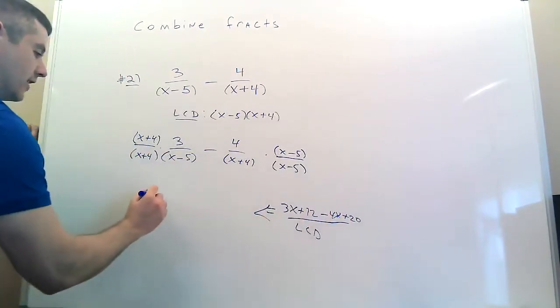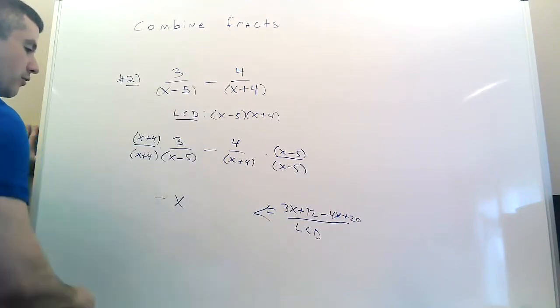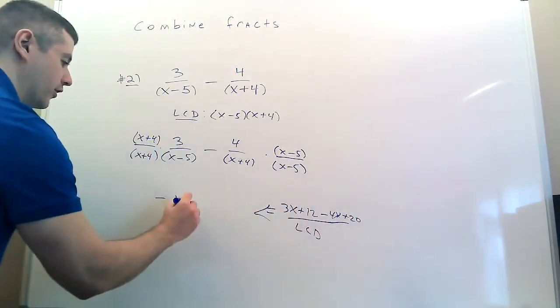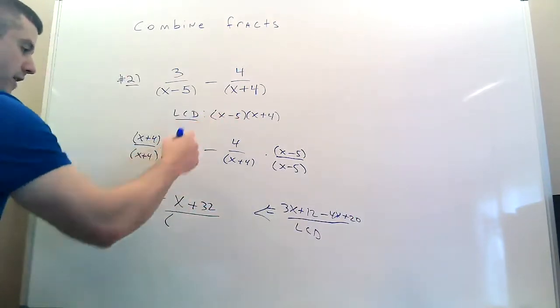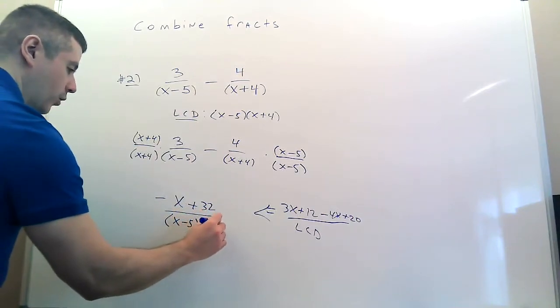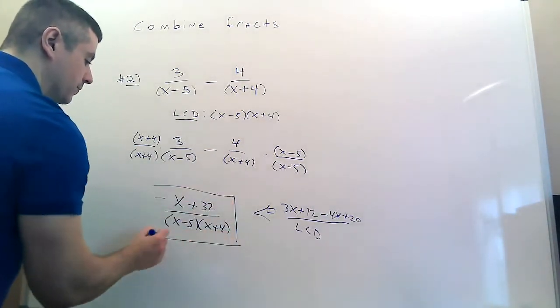3x take away 4x is negative 1x. If you don't like that 1 there, don't put it there. Just write negative x. Positive 12 plus 20 is 32. And then what was the bottom? Well, actually, I'll write it the way that it was originally. It's the same thing. It doesn't matter what order you write them in. Okay, so this is the final answer.